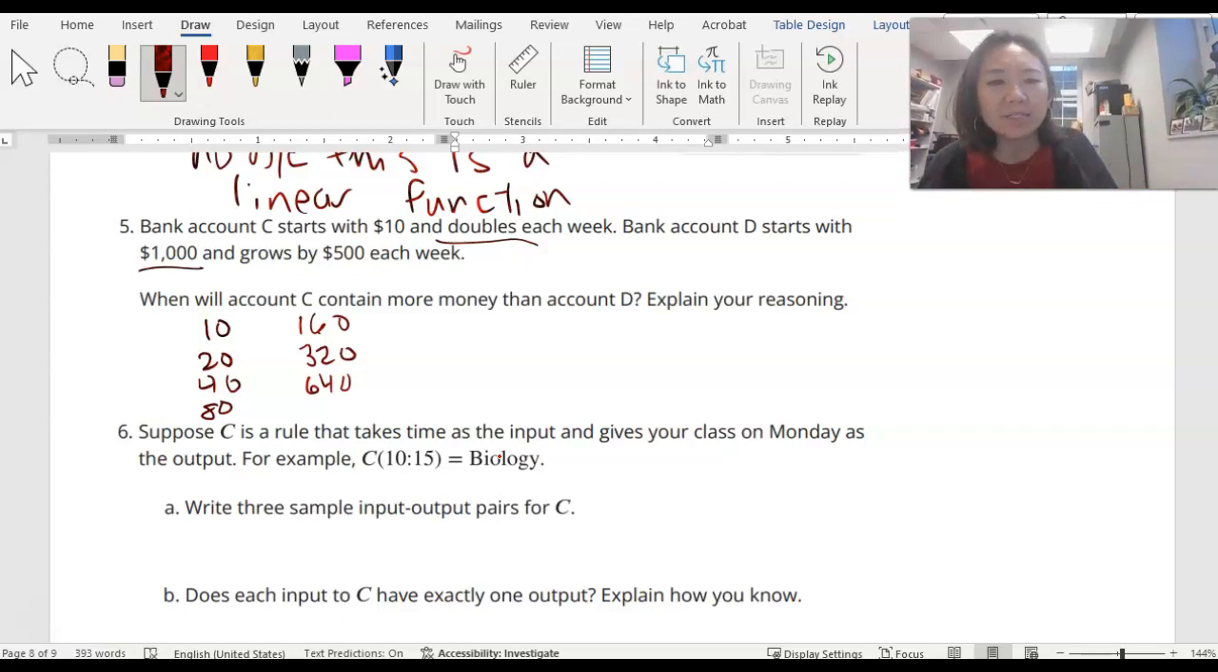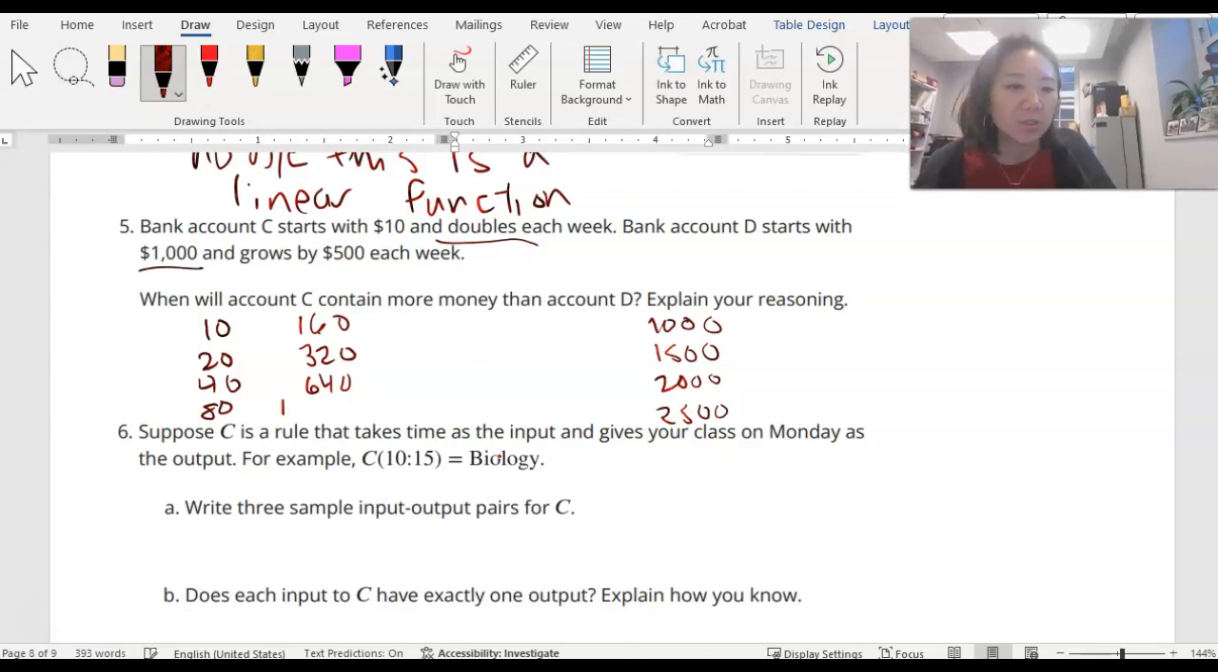If bank account D starts with $1,000 and goes to 1,500, 2,000, 2,500, so far it's still bigger, right? So we would need to think about how long is it going to take to get it to be this large. So this would be 1280. So now we're finally getting into the thousands in 1, 2, 3, 4, 5, 6, week 7.